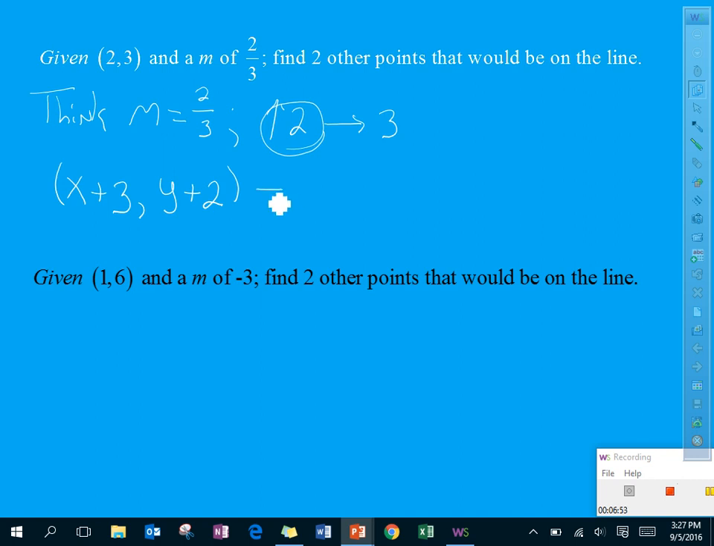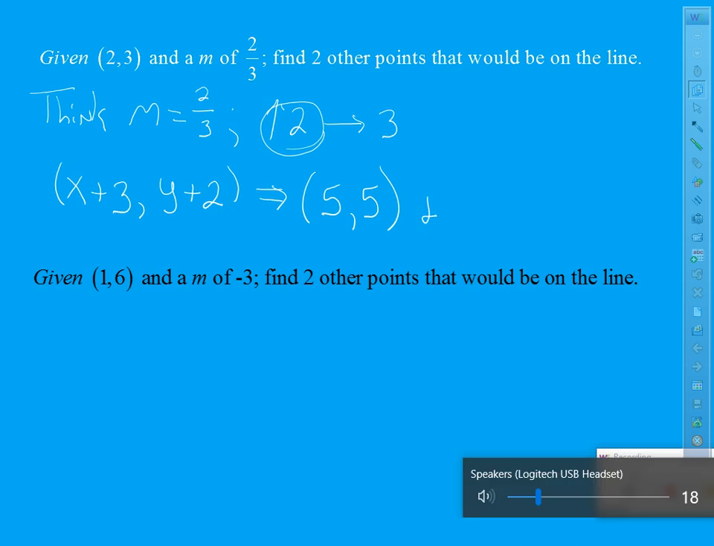Now just apply that formula to the ordered pair 2, 3. So one possibility, I'm going to add 3 to my x-coordinate. I'm going to add 2 to my y-coordinate. So there's one ordered pair, 5, 5. If I did it again, I might add 3 to the x again, 2 to the y. So there's another. Like I said, a lot of different ways to do this.